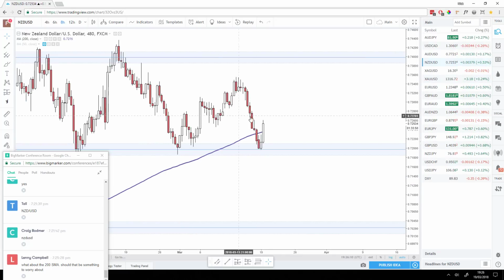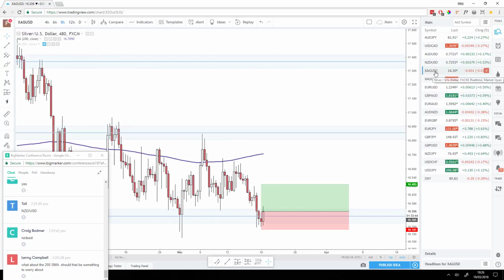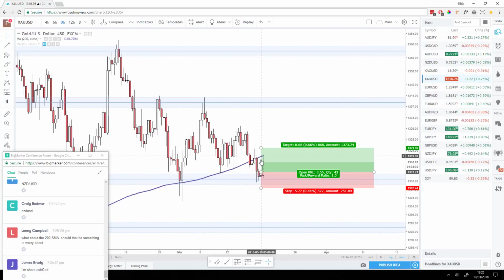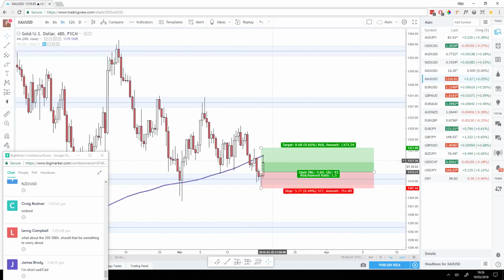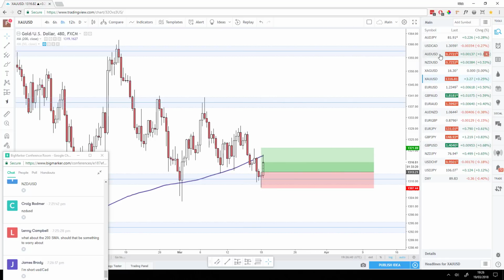New Zealand USD, we'll take a quick look at that as a few of you are in it. The 200 SMA is on the 8-hour chart, so no. 200 SMA is only really valid on the daily and arguably on the 4-hour, but not on the 8-hour, certainly not. So yeah, it's nothing to worry about.